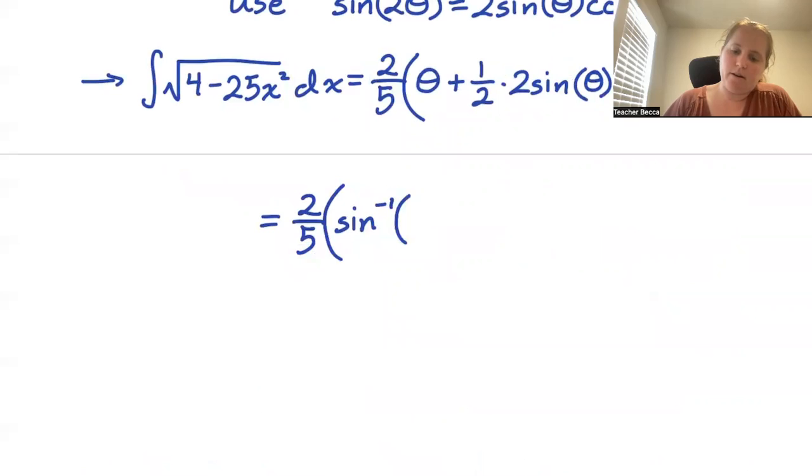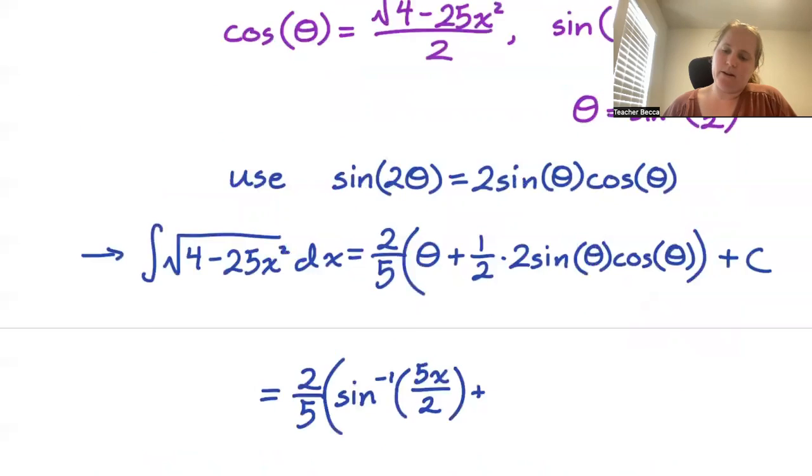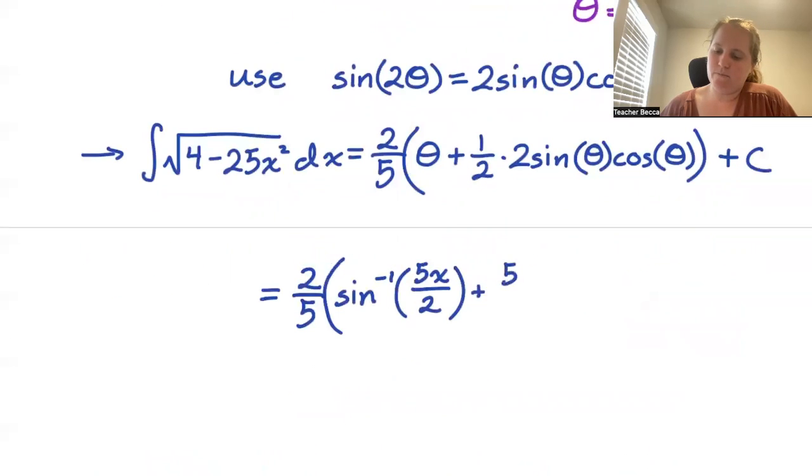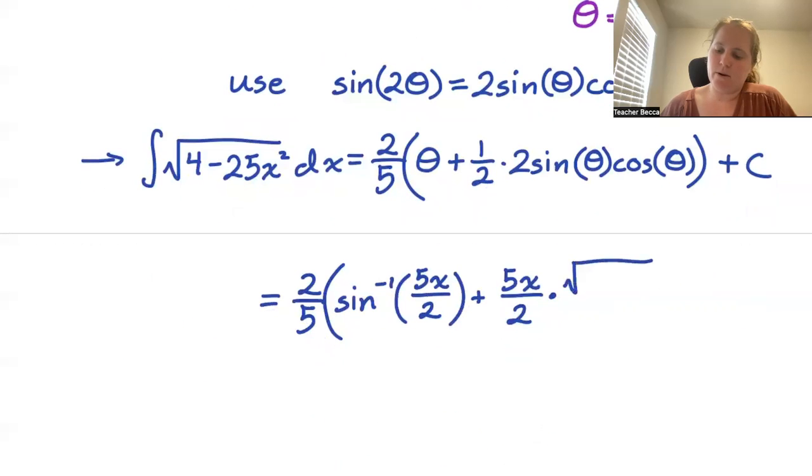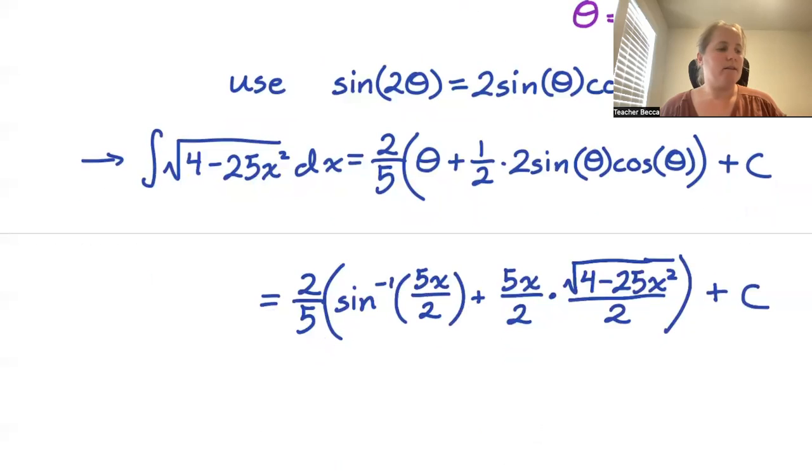So our integral is equal to 2/5 times, in parentheses, sine inverse of 5x over 2 plus sine of theta was 5x over 2. And then we multiply that by cosine theta, which was square root of 4 minus 25x squared over 2, in parentheses, and add c. Again, this is a possible way to do that integral using trig substitution. There are other approaches we can take, but this one to me is the most straightforward.